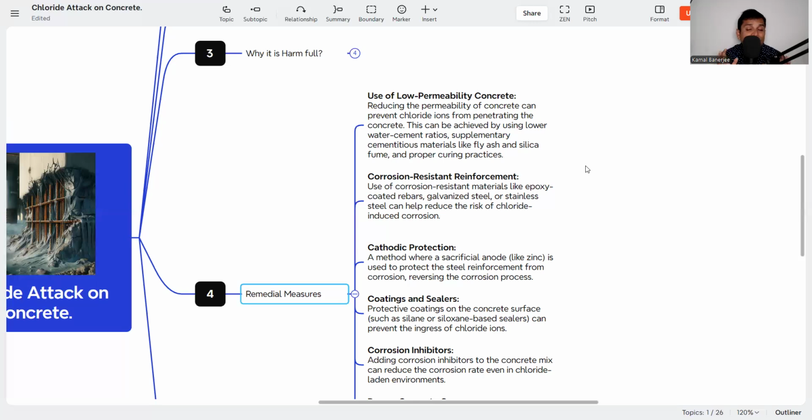So what is curing? What is the minimum period and how is it done for concrete? I have made a detailed video. The link is in the description. Please check and you will get the full information.